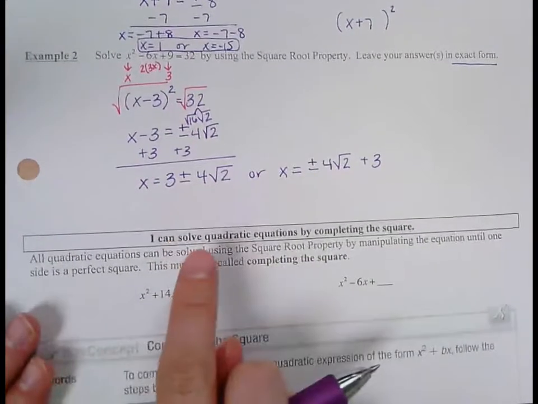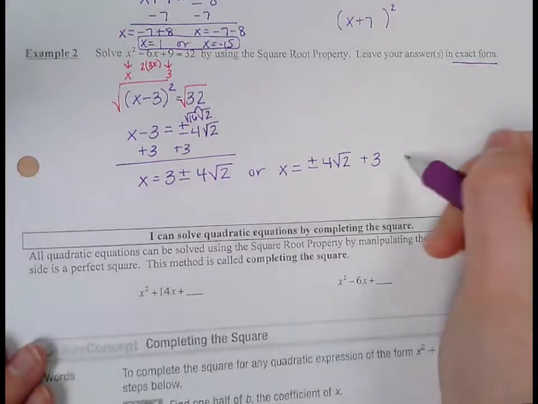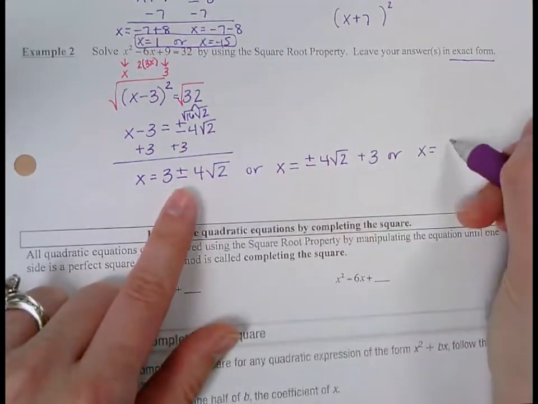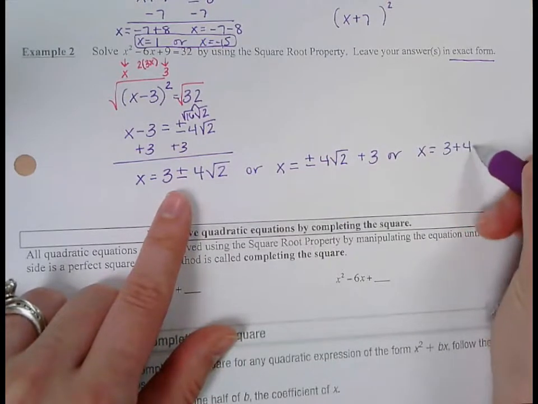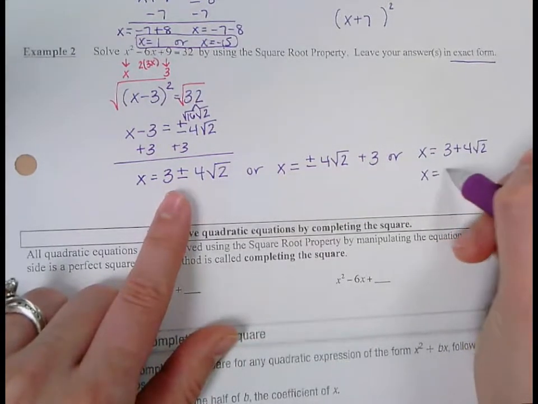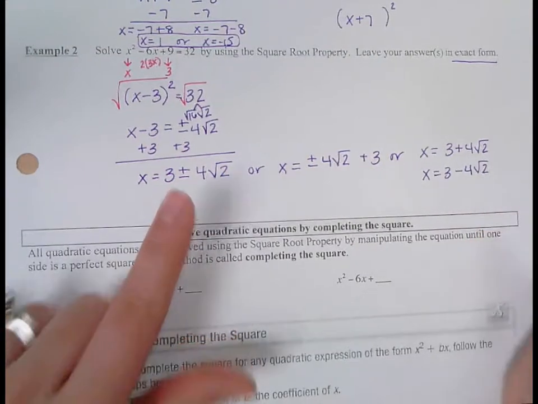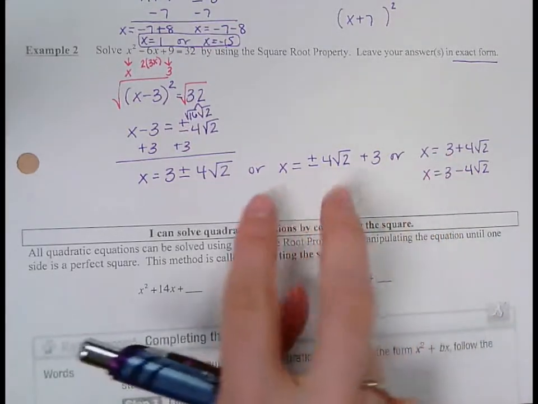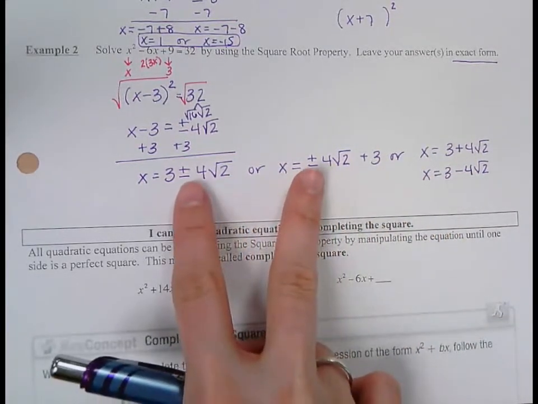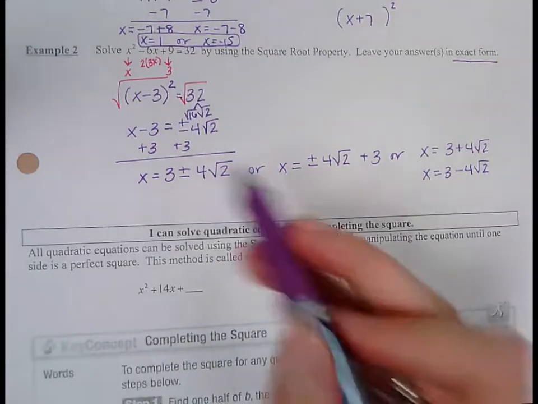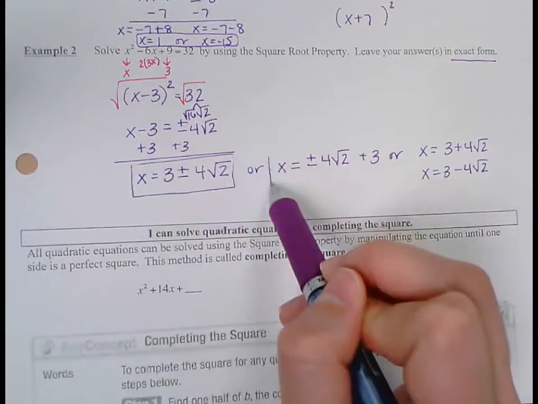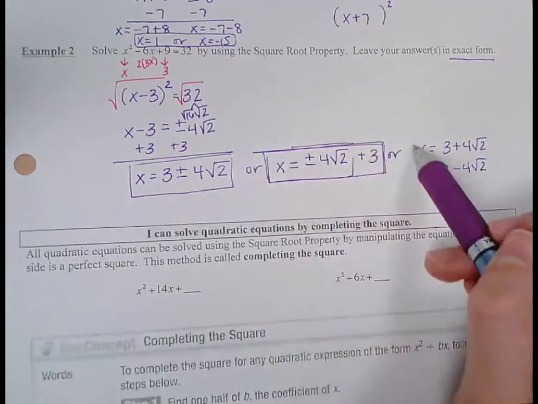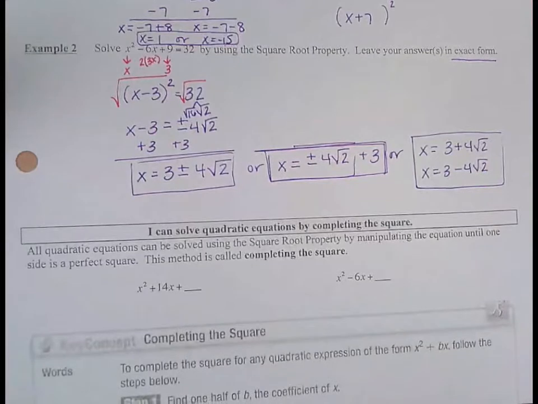Or if you really wanted to write it as two separate answers, you could write it in either of these forms, but one answer would be 3 plus 4 square root 2, and the other would be 3 minus 4 square root 2, if you actually wanted to split it into your two answers. But you can write both answers together using that plus or minus symbol. So this would be a fine way to write it, as would this, or splitting it into two.